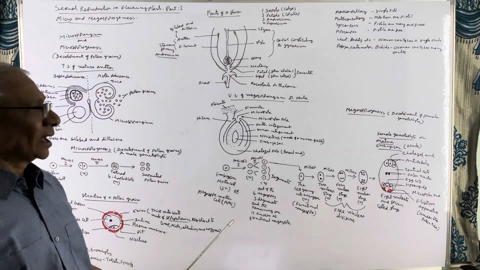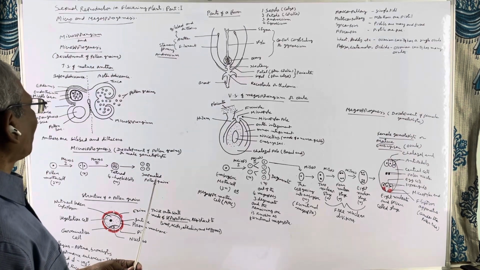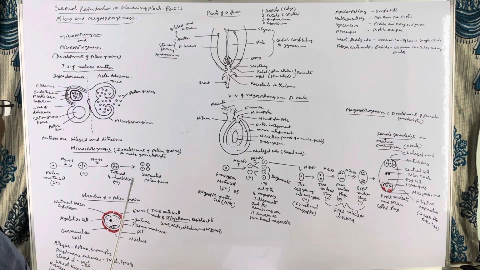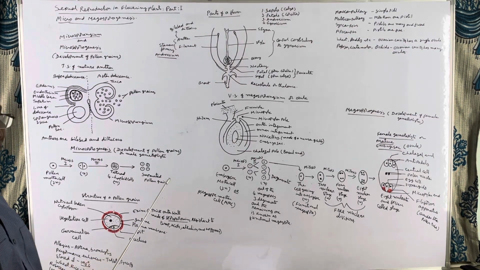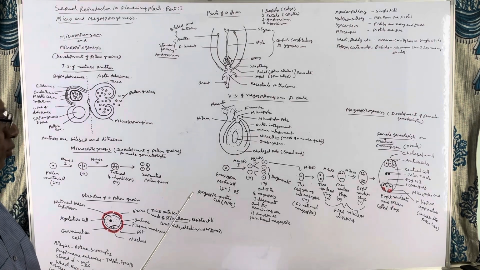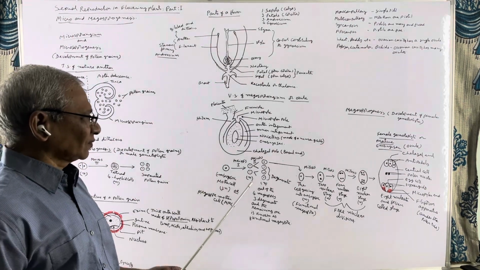Today I am taking up part 1 of sexual reproduction in the plants. I am dealing with microsporogenesis and megasporogenesis. That is formation of pollen grains and formation of ovules.